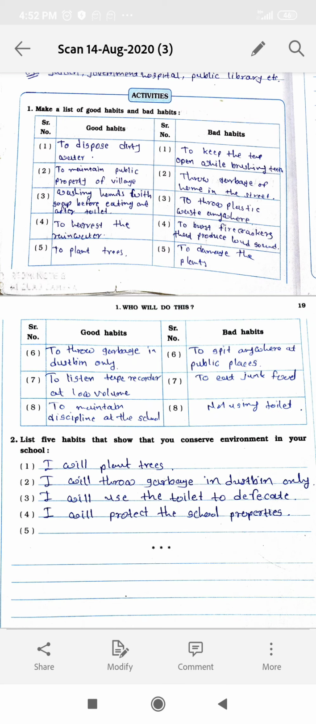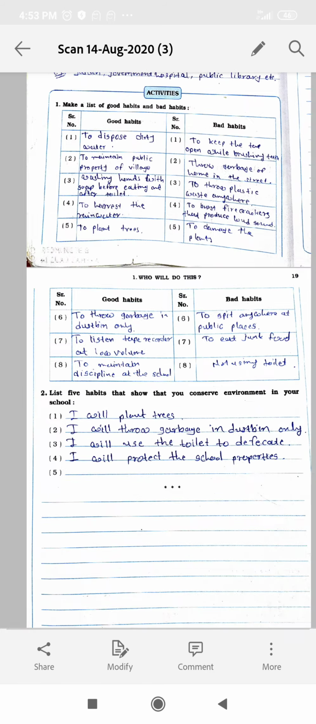I will plant trees. I will throw garbage in the dustbin only. I will use the toilet to defecate, and I will protect the school property. So these are the things you have to do in school. Okay, so this is all about our lesson.